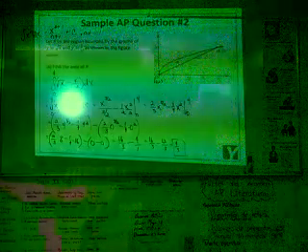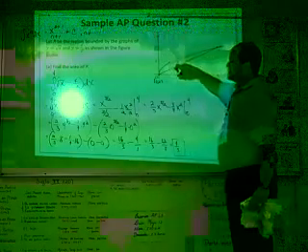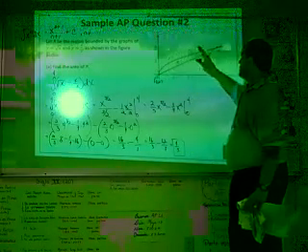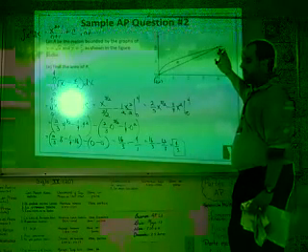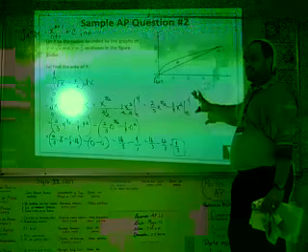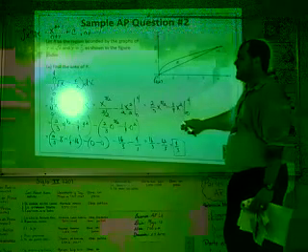That 4/3 represents the area bounded by these two functions, starting at 0, going all the way to 4. That's it. We're done. That was worth 3 points on the AP exam.